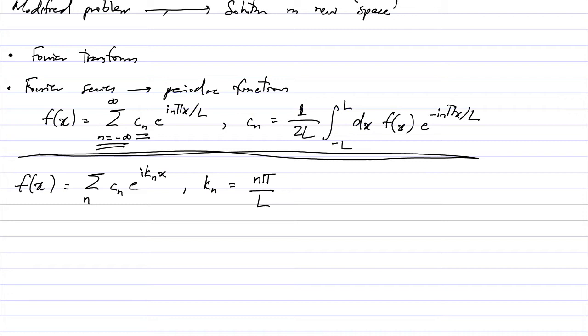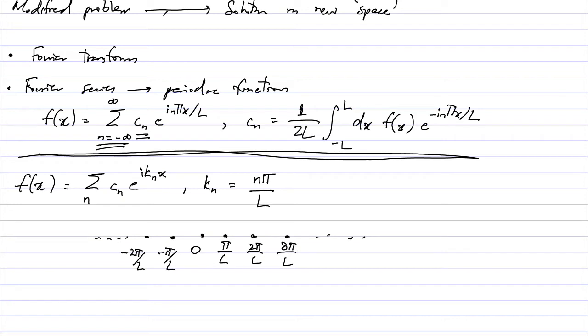If n is 0, of course, then k is 0. n is 1, then you get pi over L. n is 2, you get 2 pi over L, 3 pi over L, and so on and so forth. Similarly, you get minus pi over L, minus 2 pi over L, and so on.